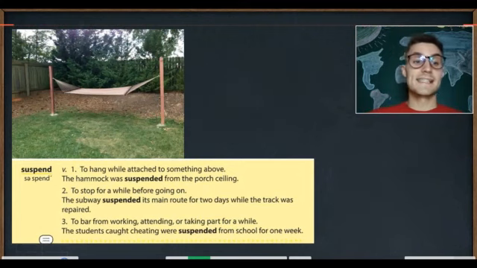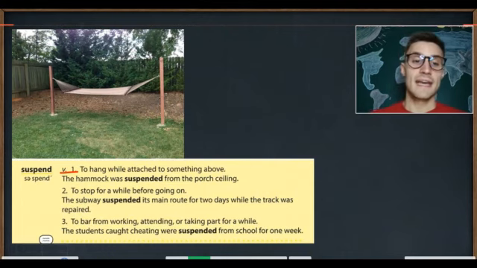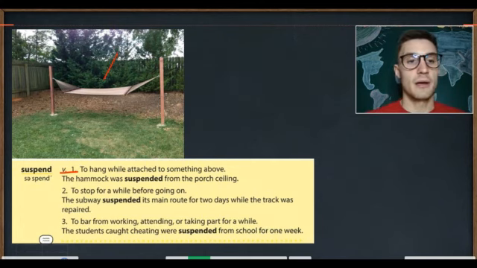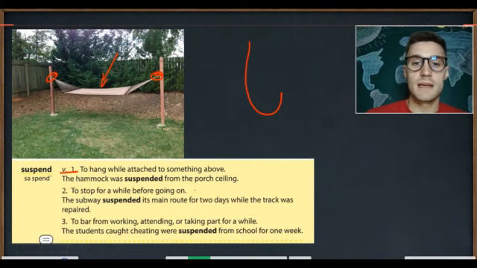Next, it's suspend. Suspend has 3 verb meanings. The first meaning for suspend is to hang while attached to something above. The hammock was suspended from the porch ceiling. So this is a hammock, and it is suspended from these 2 poles. It hangs while attached to something above. The light is suspended to the roof, but only if it hangs. Like a chandelier can be suspended from the roof.